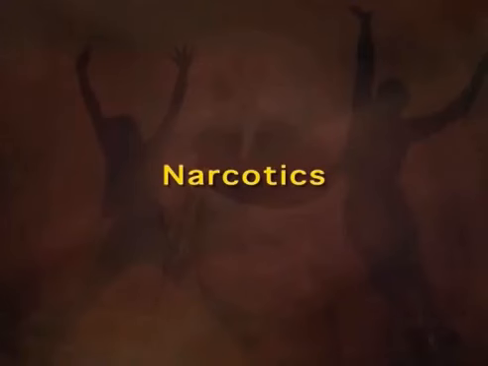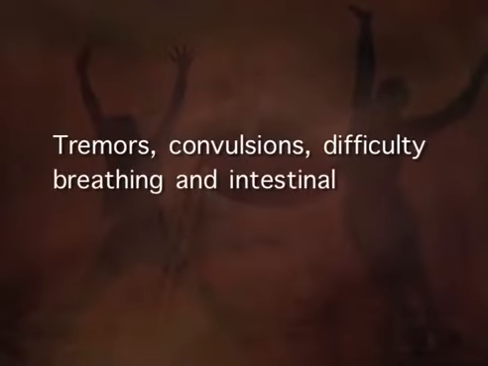Let's now examine the list of drugs, chemicals and metals that affect the baby's prenatal development. First up, we have narcotics. Mothers who are addicted to heroin, morphine or methadone, which are narcotic drugs, give birth to addicted babies who show symptoms of withdrawal, and these include tremors, convulsions, difficulty breathing and intestinal disturbances.